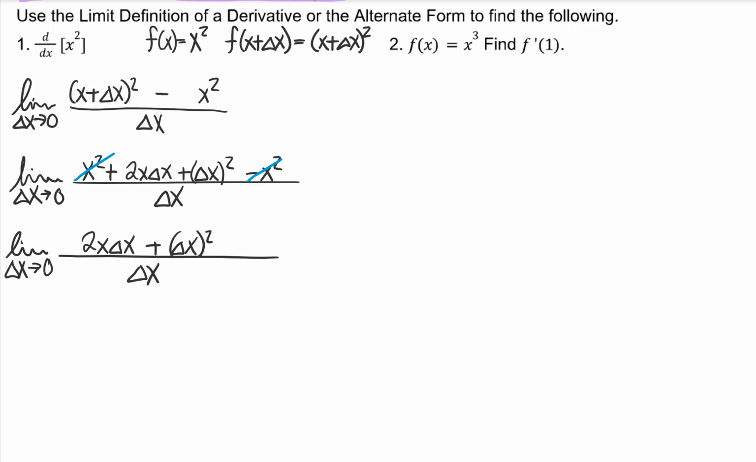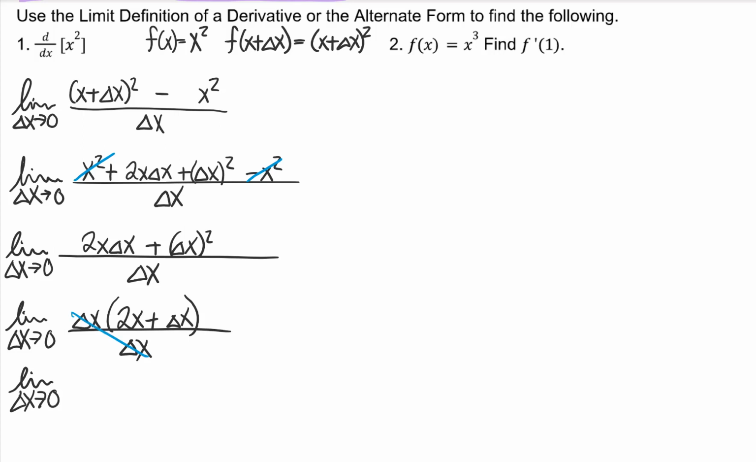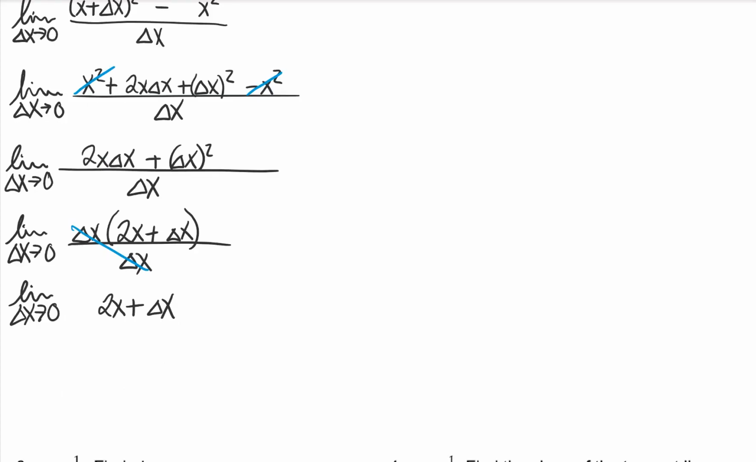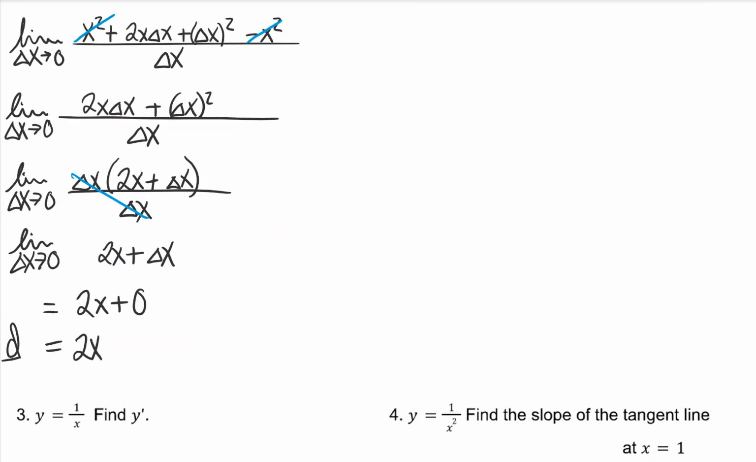Now I notice that each of these terms has a delta x, so I will factor out delta x in order to be able to reduce it, and then we'll be able to direct substitute. At the time of direct substitution, you do not put that limit notation any longer. And what were we finding? d over dx of x squared.